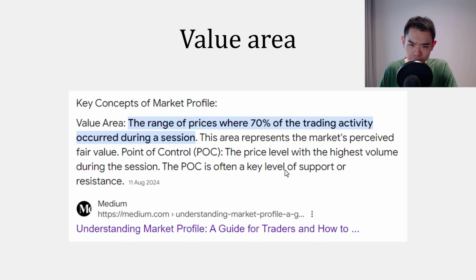And by the way, depending on your charting platform, you may or may not be able to find this POC on the chart. Maybe TradingView has certain indicators that help you find it. I'm not sure about that.